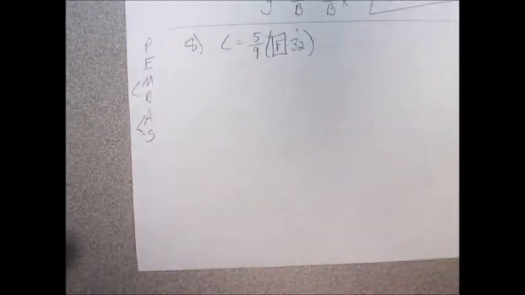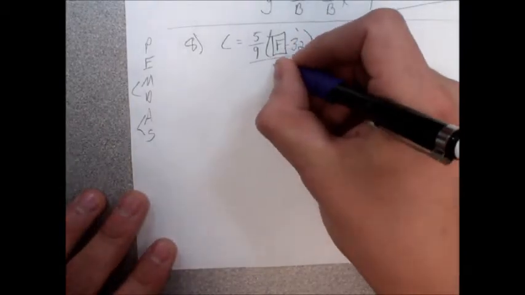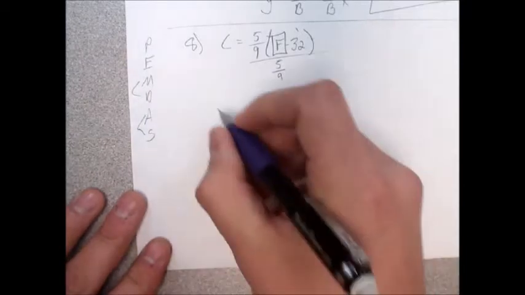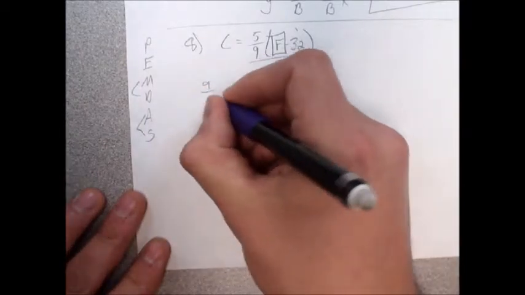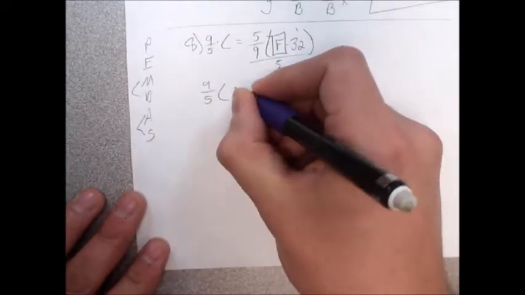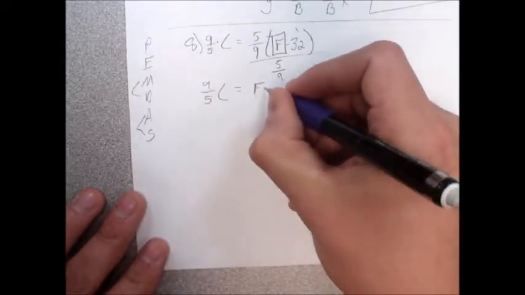So how do I get rid of a 5/9? I would divide by it. So I'm really not dividing by 5/9, I'm multiplying by 9/5. So it's 9/5 multiplied by C on the left side then, right? So I have 9/5 C equals, now I can drop my parentheses, F minus 32.